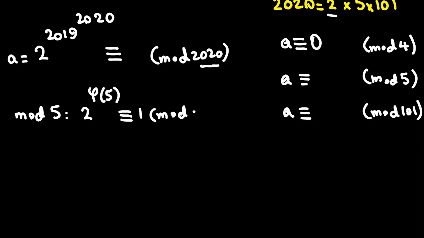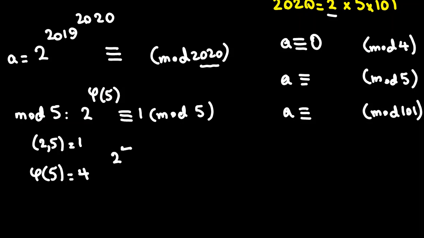Why? Because 2 and 5 are relatively prime, so by Euler's theorem, phi of 5 is what? Because 5 is prime, all of 1 to 4 are relatively prime with it, so phi of 5 is 4. So 2 to the power of 4 is 16, which is 1 mod 5. Each 4 twos you multiply will give 1.